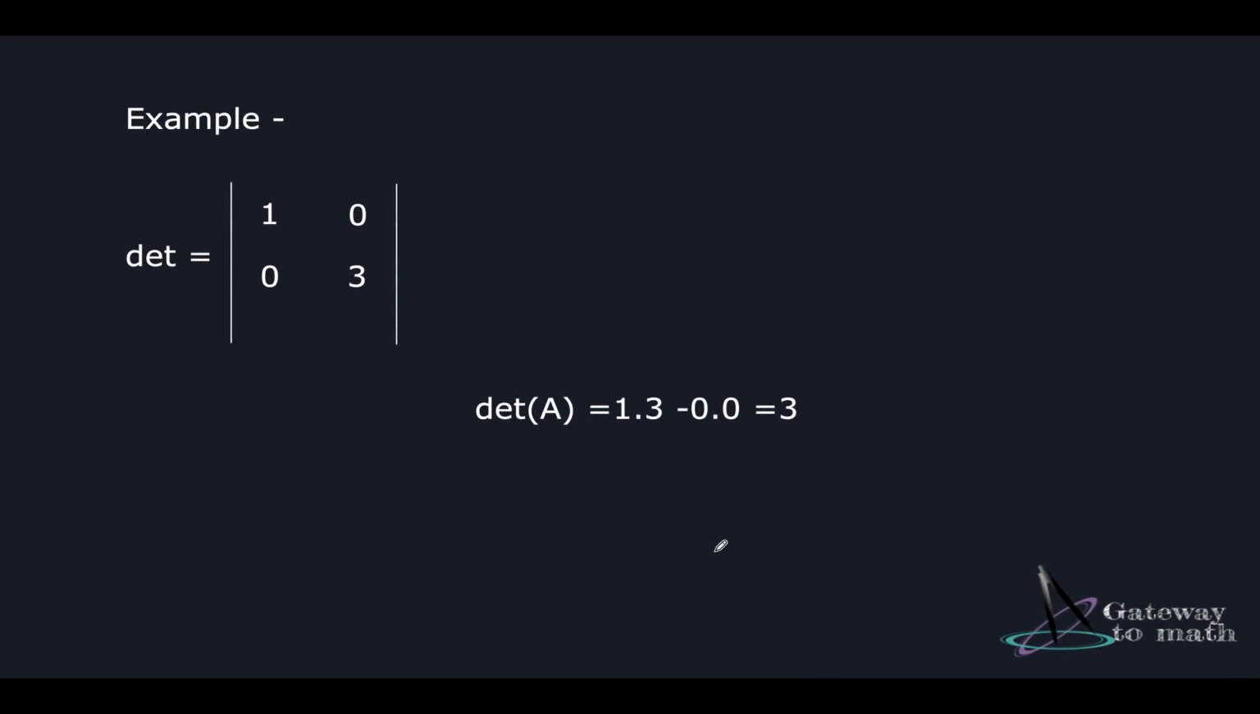Let us take an example now. If we are asked to find the determinant for a 2 cross 2 matrix, it's pretty simple. We just do a cross multiplication. This entry is first row, first column. This becomes A11. This entry is first row, second column. This becomes A12. This entry is second row, first column. This becomes A21. This entry is second row, second column. This becomes A22. And then the determinant of A is you just cross multiply, that is, multiply A11 with A22, and subtract A12 times A21. So then 1 multiplied by 3 minus 0 multiplied by 0 is 3. This is how you solve a 2 cross 2 determinant.